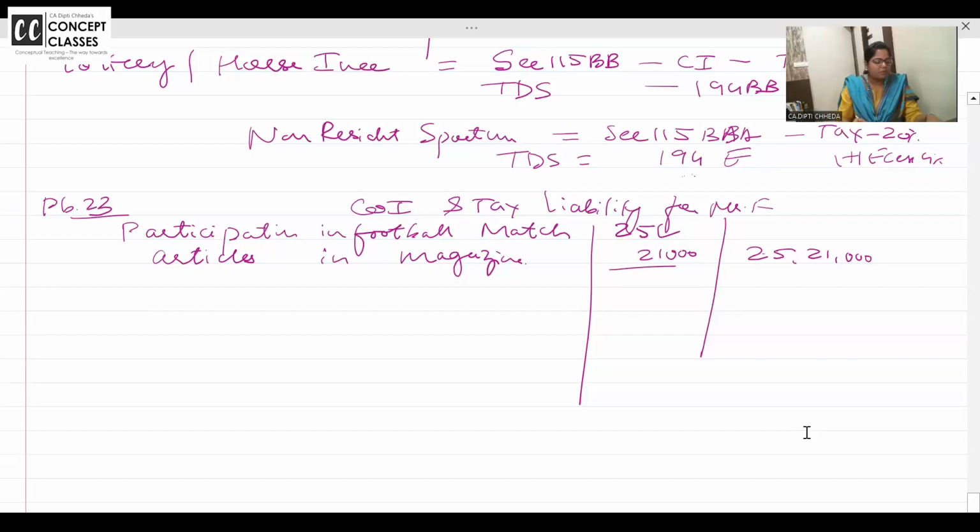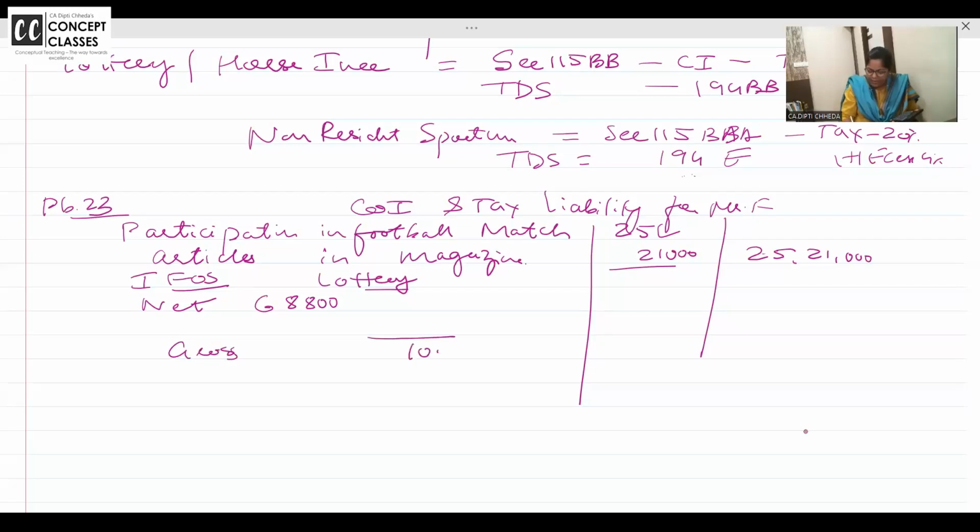And what other income is there? Income from other sources. This time it is lottery, but they have given you net, that is 68,800. How much is your TDS? 30% and on top of that 4%, 1.2. Are you all getting it? If your gross income is 100, then 30 plus 4% of 30, which is 1.2, so 31.2 gets deducted. 100 minus 31.2 is 68.8.